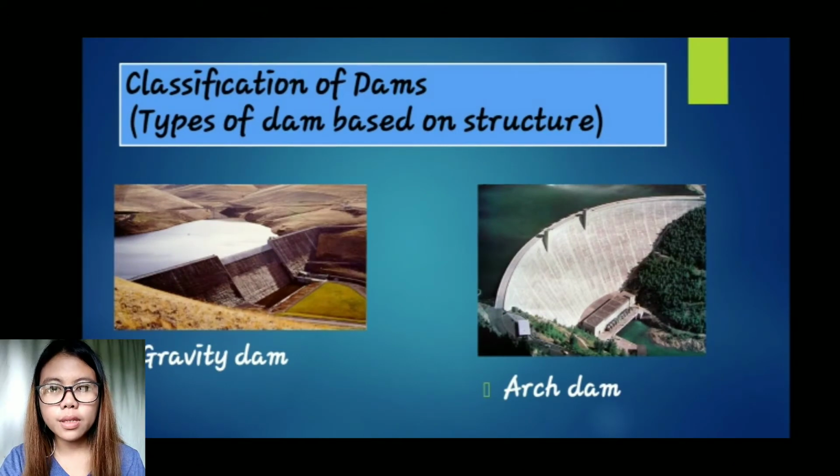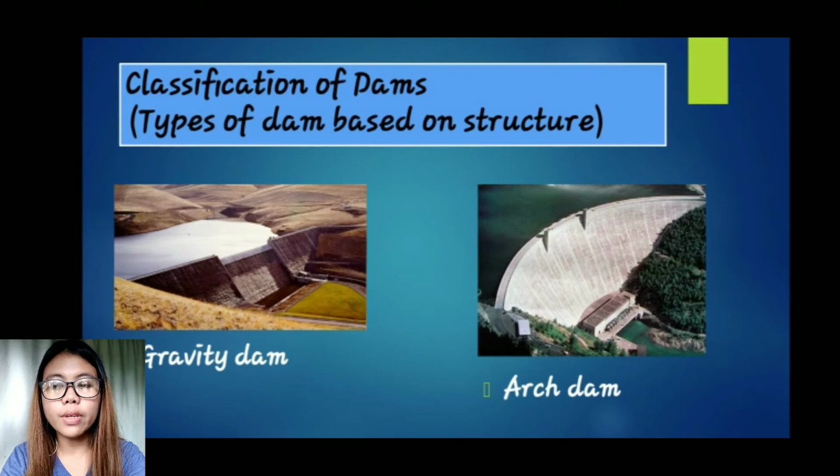Classification of dams based on their structure. First, we have the gravity dam. Gravity dams are dams constructed from concrete or stone masonry and designed to hold back water by using only the weight of the material and its resistance against the foundation to oppose the horizontal pressure of water pushing against it.